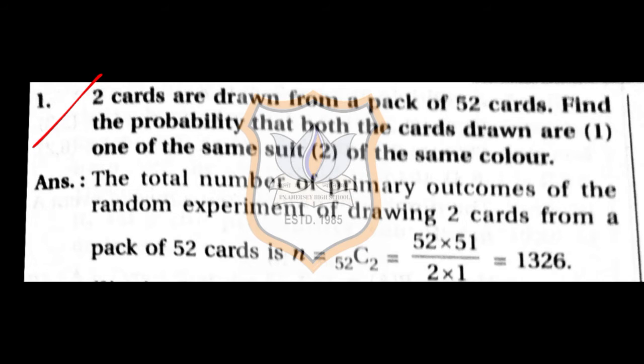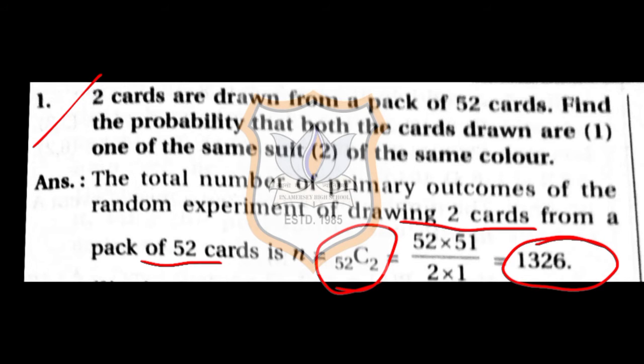Now you know that there are total 52 cards and we have to select two cards. So this can be done in 52C2 ways. So n will be 52C2. How can we calculate 52C2? 52 into 51 divided by 2 into 1, and the answer will be 1326. So 1326 is n.